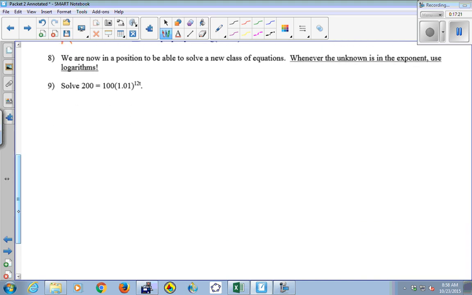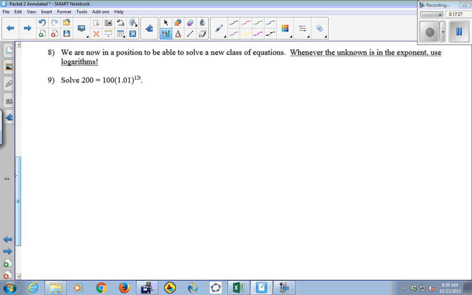Okay, so we're now in a position to be able to solve exponential equations where we might have to use a logarithm in our solving. So I want to solve 200 is equal to 100 times 1.01 to the 12t. First, I would like to isolate my exponential. So I want to get the thing raised to a power by itself first. So what should I do? Divide each side by 100. So my left side becomes 2, and I have 1.01 to the 12t.